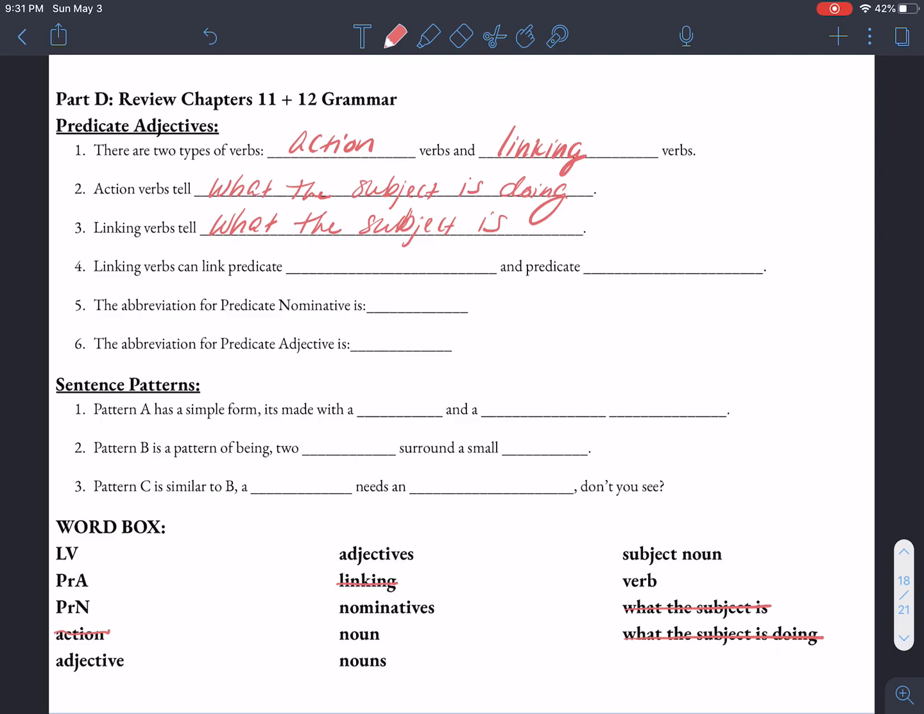Number 4. Linking verbs can link predicate blanks and predicate blanks. Remember, there are two types of predicates in Latin. There are predicate nominatives and there are predicate adjectives.